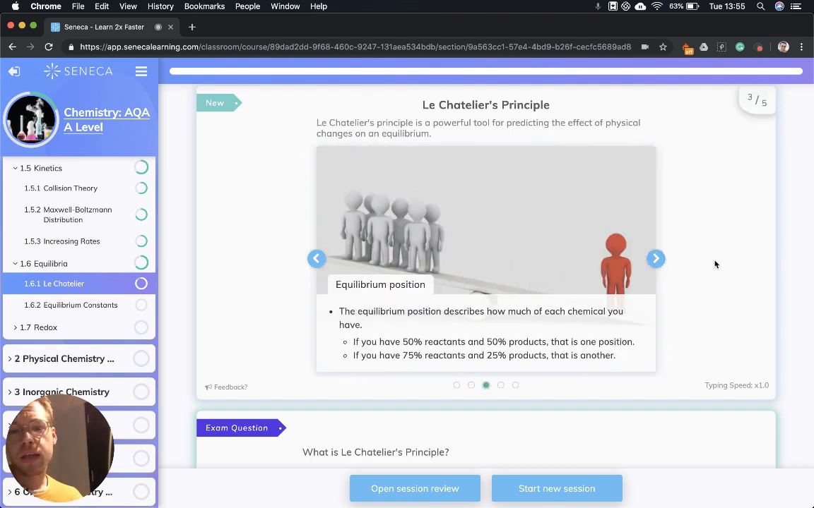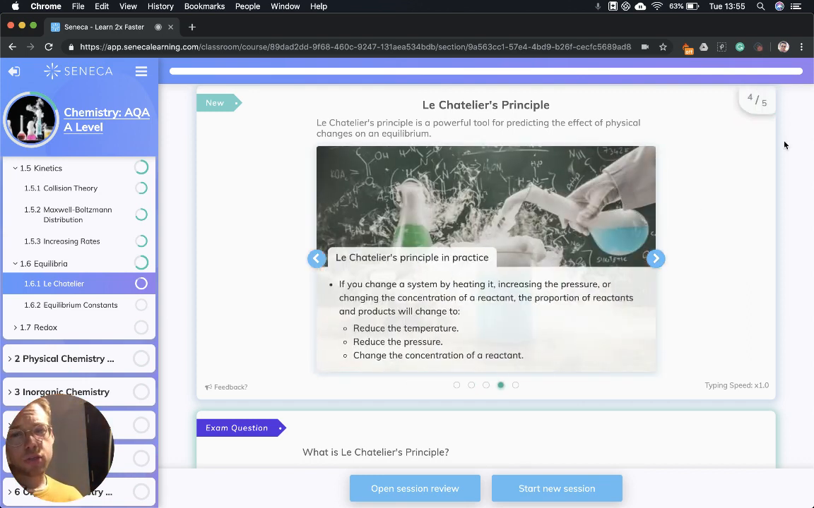Equilibrium position. The equilibrium position describes how much of each chemical you have. So if you have 50% reactants and 50% products, that's one position. But if you have 75% reactants and 25% products, then the equilibrium is in a different position. Easy. So how do we use Le Chatelier's principle in practice?